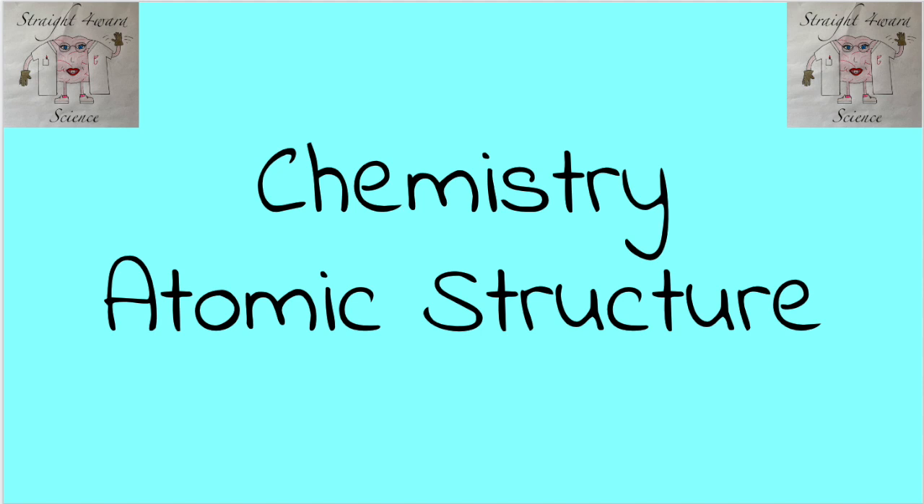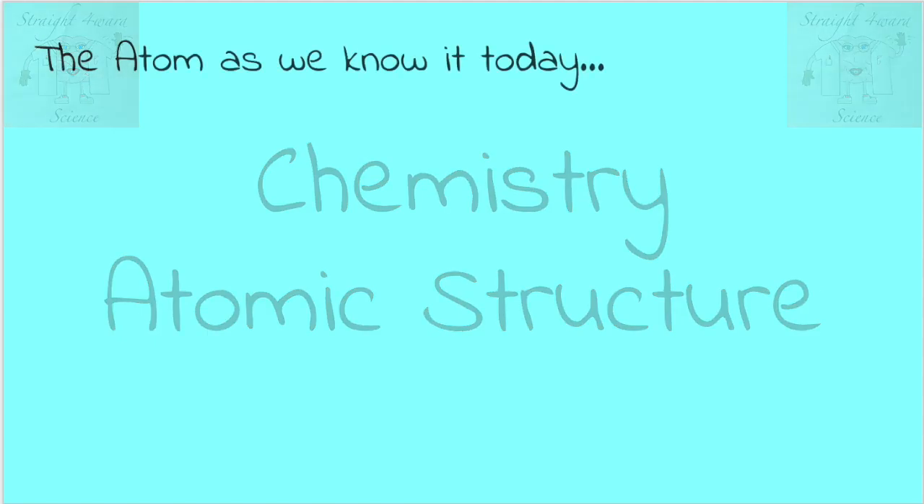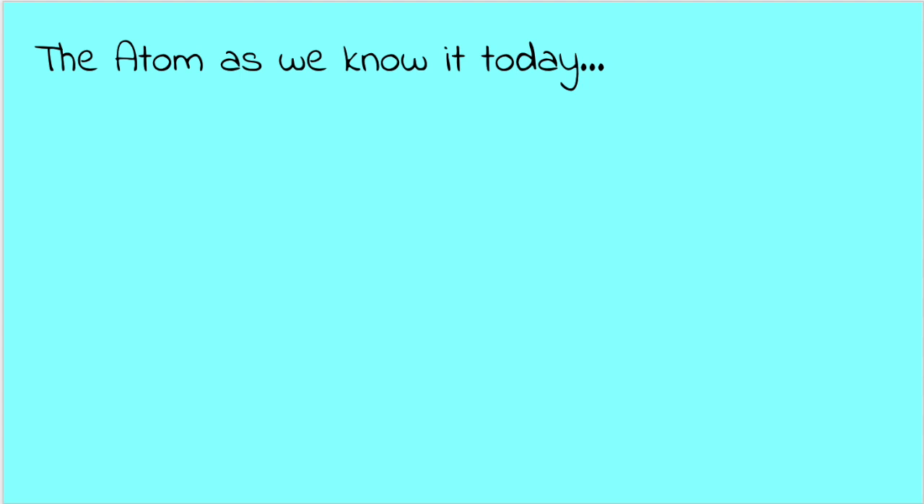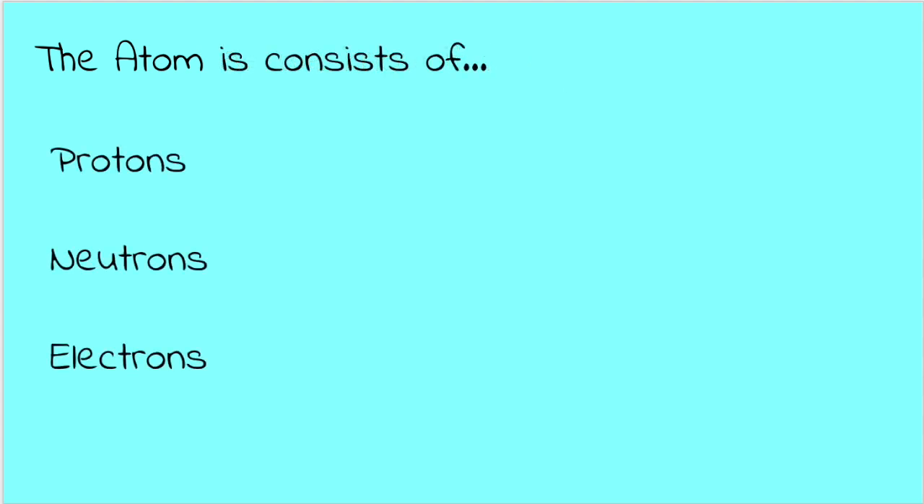Today we are going to look at atomic structure. This is beneficial for GCSE science for any exam board. We are going to start by looking at the atom as we know it today. In another video, we will talk about how the atom has changed over time. The atom consists of protons, neutrons, and electrons. Let's look at these in a little bit more depth.